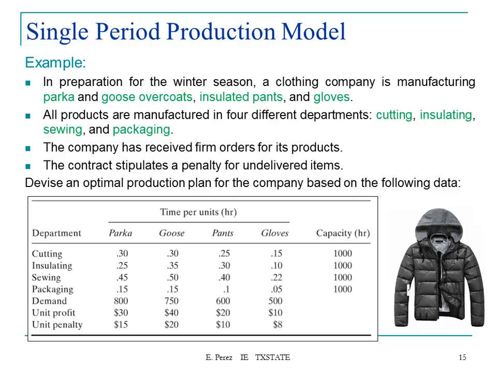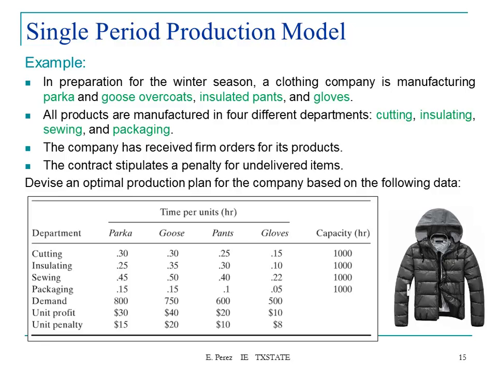Here you have, for example, for the first product, parka, you need 30% of an hour to produce 1 item. 20%, 25%, so this is 15 minutes for this process, 45% for this process, and 50% of this for this process. So each one of these items have a requirement in terms of the capacity, in terms of the time required to perform each one of these tasks.